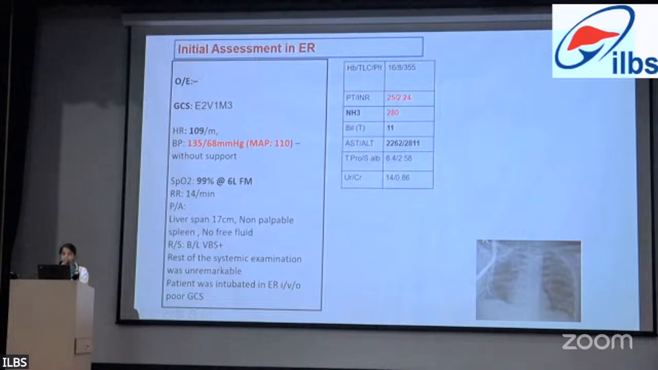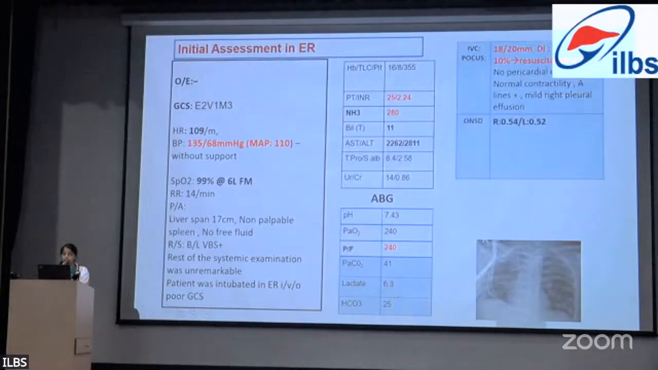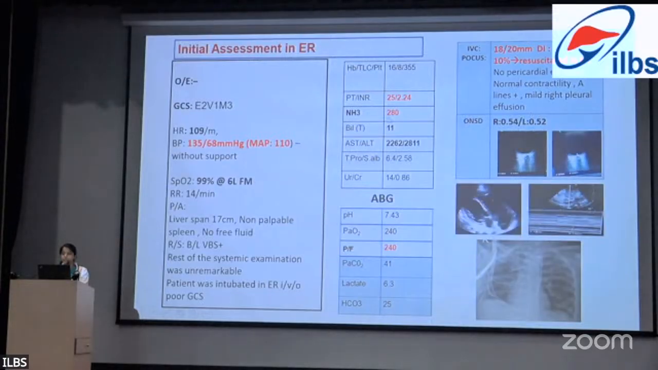His initial labs showed a preserved platelet count of 355 and his hemoglobin was 16. INR was 2.24 and ammonia was 280. Enzymes were in the range of 2000s and bilirubin was 11. His creatinine was normal, 0.86, and his PF ratio was 240. Lactates were high for him, 6.3. His IVC was non-collapsible, non-distensible, and there was a mild right effusion also, and his ONSD was 0.54 and 0.52.